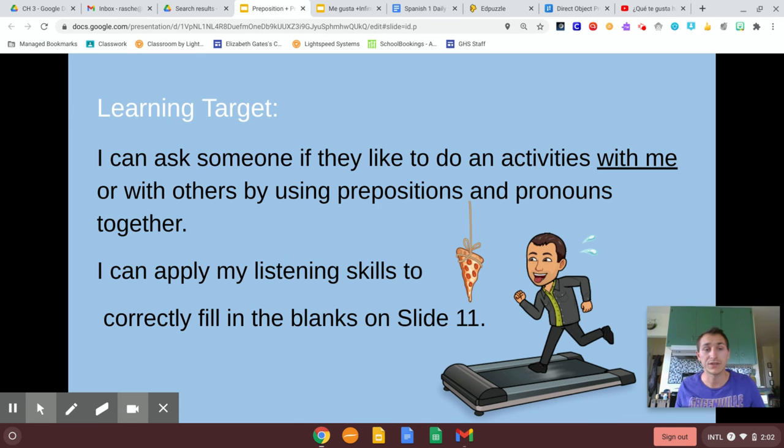Today. Learning target. I can ask someone if they like to do an activity or activities with me or with others by using prepositions and pronouns together. I can apply my listening skills to correctly fill in the blanks on slide número 11. Uno, uno, once.